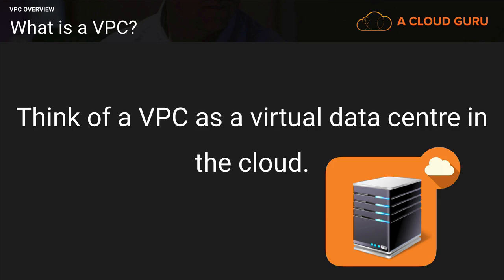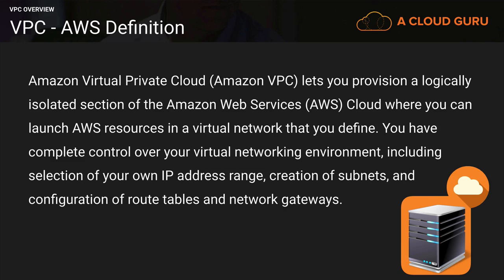So what is a VPC? I think we all know what a VPC is, but it's a virtual data center in the cloud. Amazon's definition is that it lets you provision a logical, isolated section of the AWS cloud where you can launch AWS resources in a virtual network that you define. You have complete control over your virtual networking environment, including selecting your own IP addresses, creation of your own subnets, configuration of your own route tables, and network gateways.